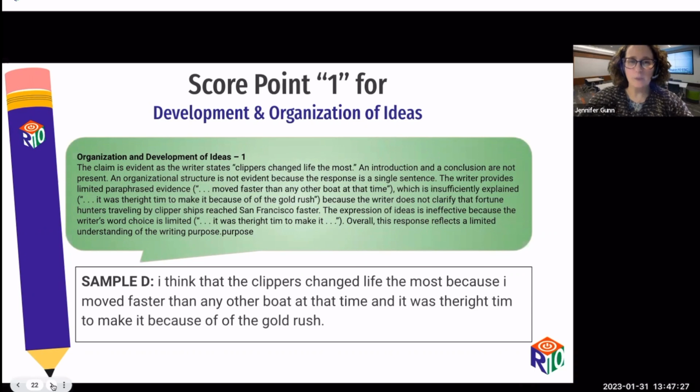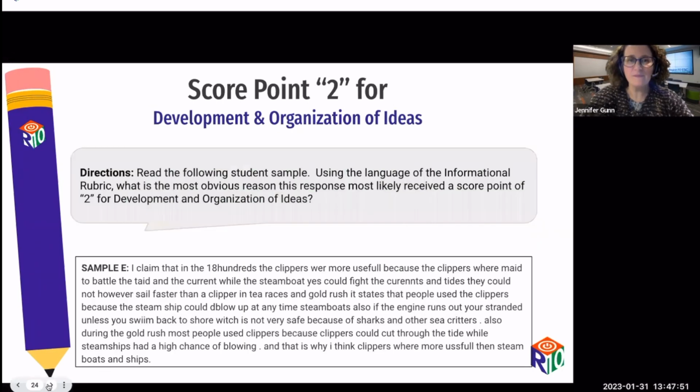It does have some paraphrased evidence. The organization is not much. It's not really evident. Again, the expression of ideas is ineffective, but having that claim and having some relevant paraphrased evidence does move this one sentence response into a 1 and not a 0. Now let's go ahead and move up the rubric to a 2.